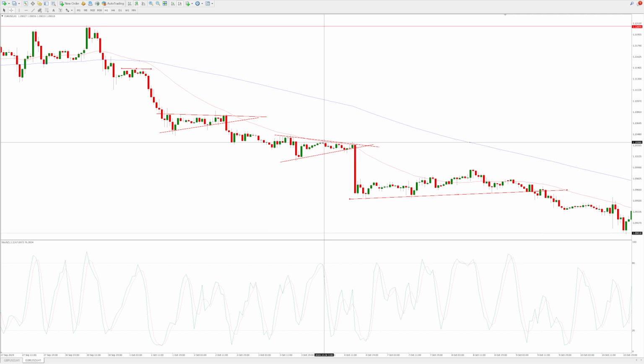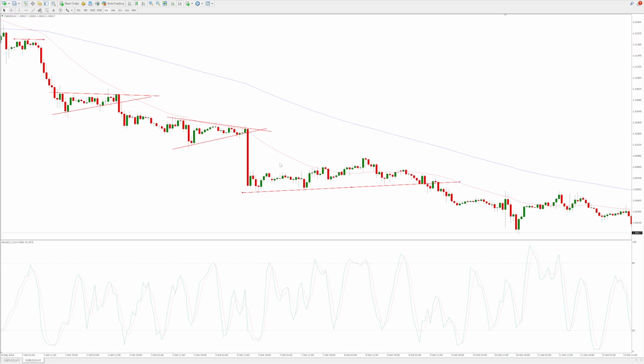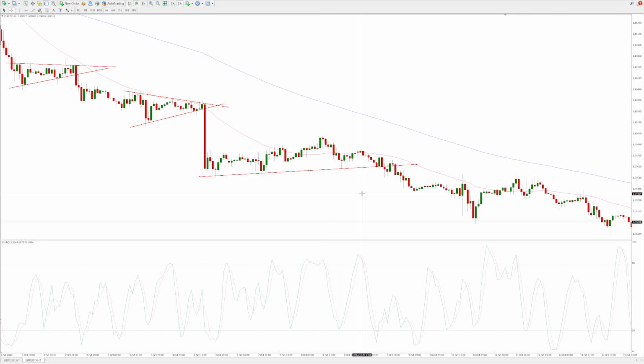So you have a crossover there, as you can see, would have been a good entry point to the downside. Had this pullback here. Probably would have not taken this simply because price is on the other side of the weighted moving average. That's one thing I should have mentioned before, is you really want price to be on the correct side that you're looking to trade. So if you're looking to go short, sell, you want price to be below the moving average.